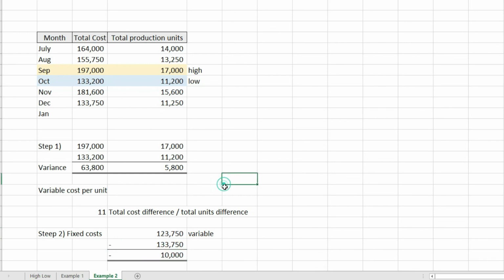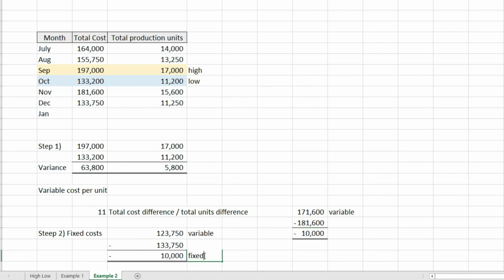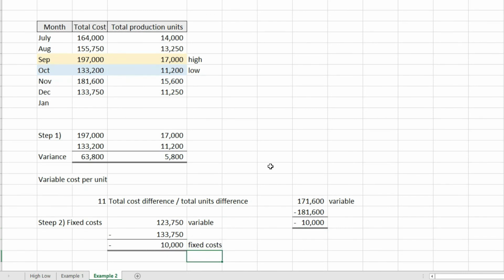And again, we can always check that, and I would advise that you do check it with another example. So if we take the 15,600 times by 11, that gives us variable cost, and then take off this total cost of 181,600, the difference is 10k. So £10,000 is your fixed cost.